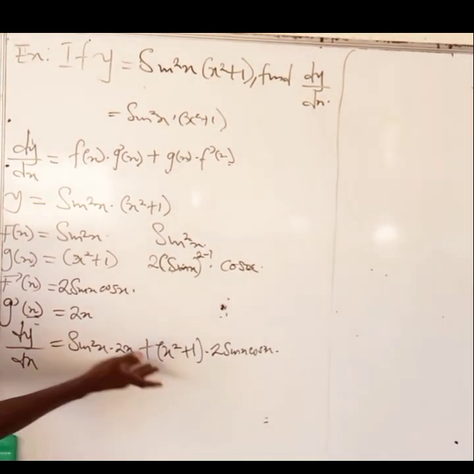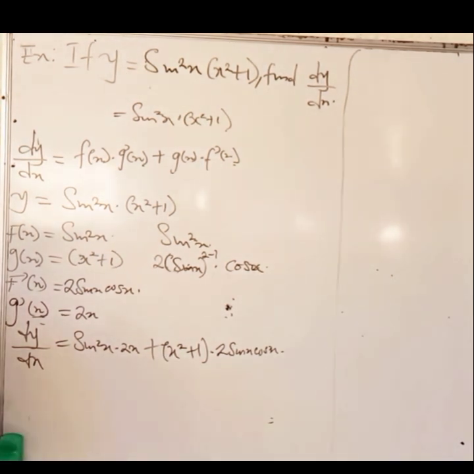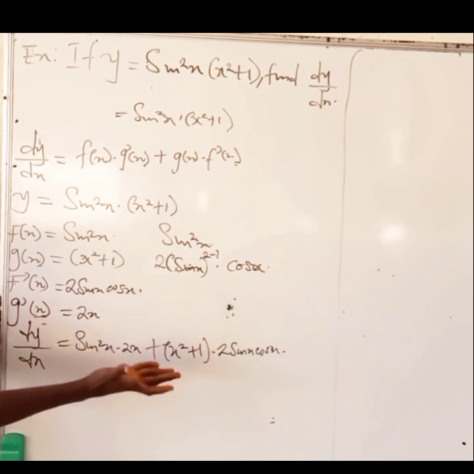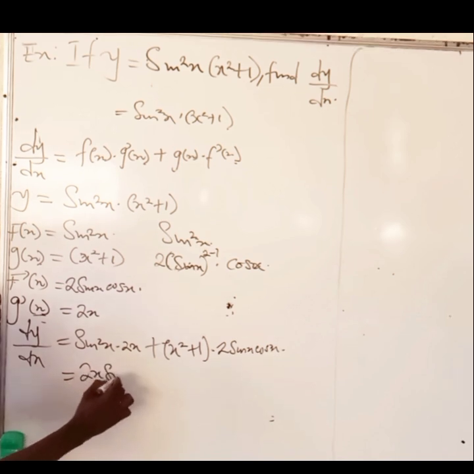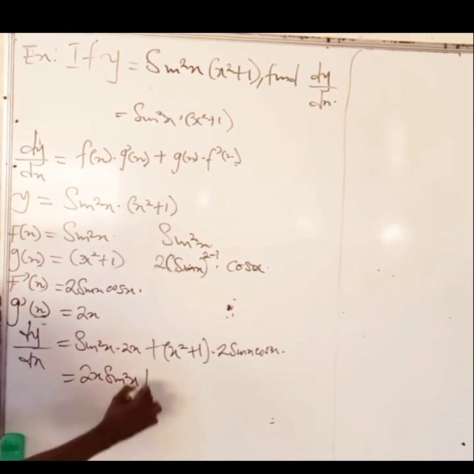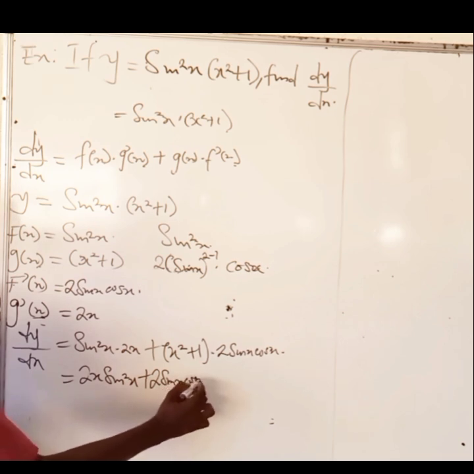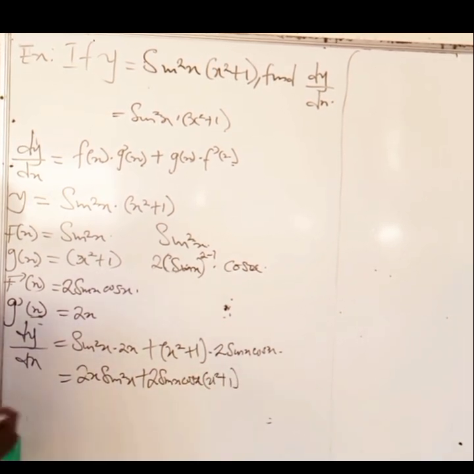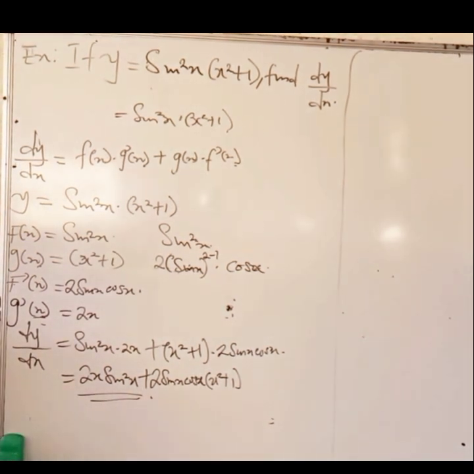2 sin x cos x. So now, this is not the final answer, because mathematically, numbers come before alphabets, so you are going to arrange it. The final answer is now going to be 2x sin²x plus 2 sin x cos x multiplied by x squared plus 1. So that is your final answer. Thank you very much.